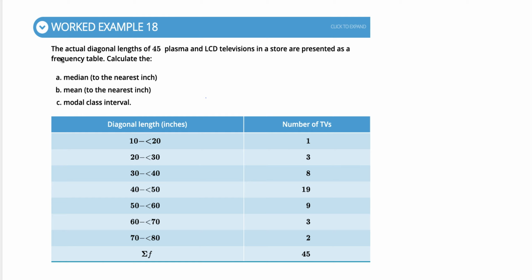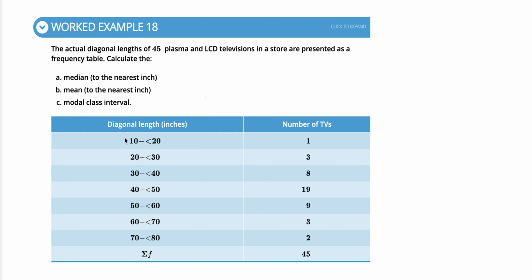Worked example 18. It says the actual diagonal length of 45 plasma and LCD televisions in a store are presented as a frequency table. Calculate the median, the mean, and the mode. Now, what is the difference with this data? The problem here is that I have grouped data, with intervals. This means that I have one TV that is from 10 to less than 20 inches.